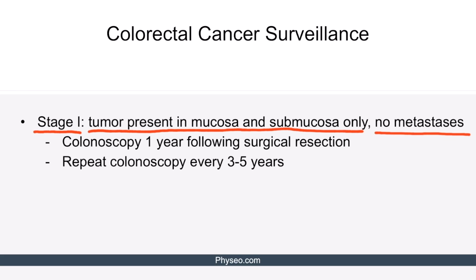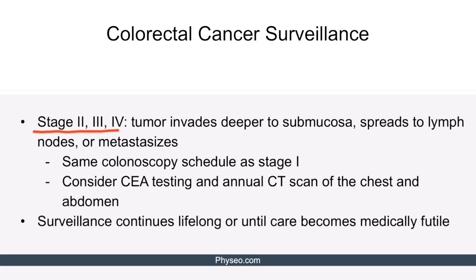And if everything was normal on that 1 year follow-up colonoscopy, you can actually relax a little bit. So just repeat the colonoscopy every 3 to 5 years. In other stages of colorectal cancer, the tumor either invades deeper, as in stage 2, or it spreads to lymph nodes, as in stage 3, or it metastasizes to distant sites, as in stage 4. And the colonoscopy schedule for these patients is the same as for patients with stage 1 cancers. So that's actually fortunate for you because it's pretty easy. Regardless of the stage, you're going to do a 1 year follow-up colonoscopy.